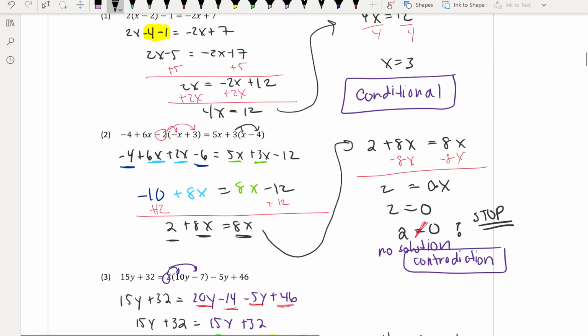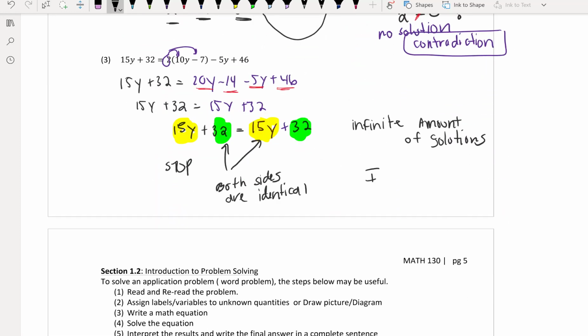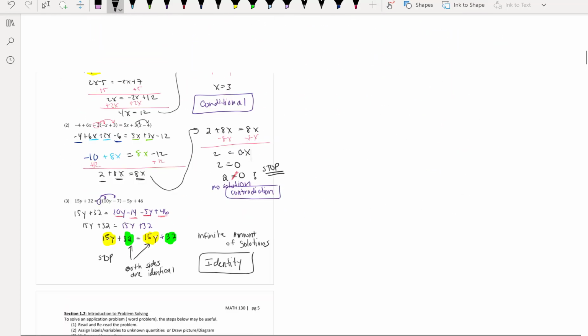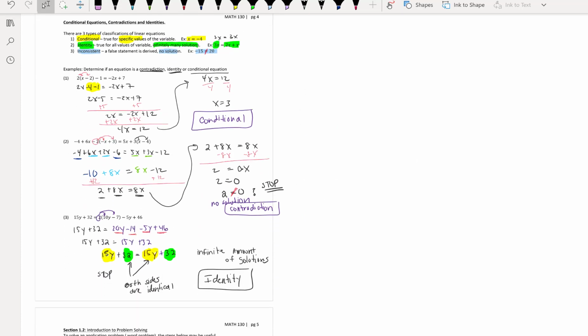And let me just make sure it is an identity. You want to make sure you say identity. You always want to make sure you go back and actually answer the question, right? So they wanted to ask us at the very beginning whether or not this was a contradiction, an identity, or conditional equation. So because this was what it was asking us, we want to make sure that we answer it. So that's why I went back and saw that we have to answer this as identity.